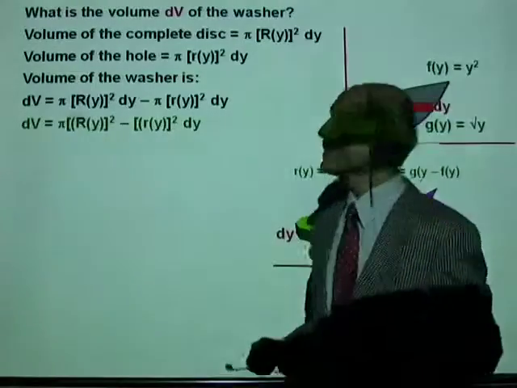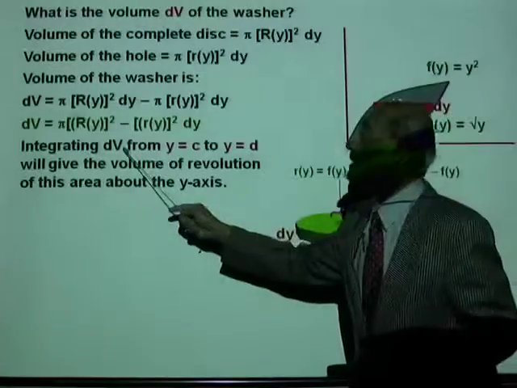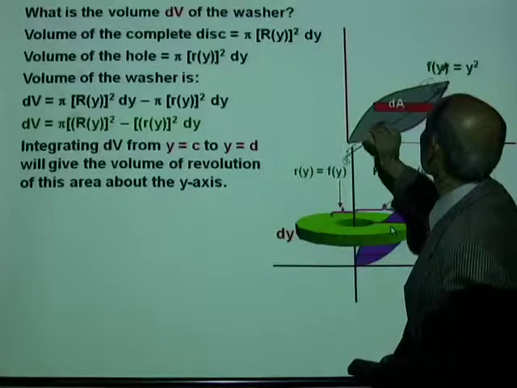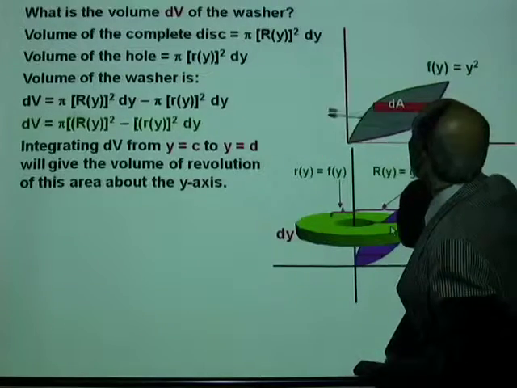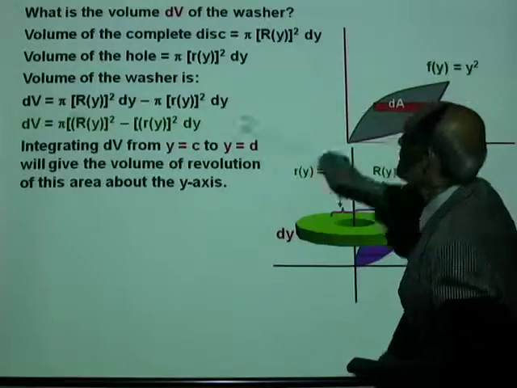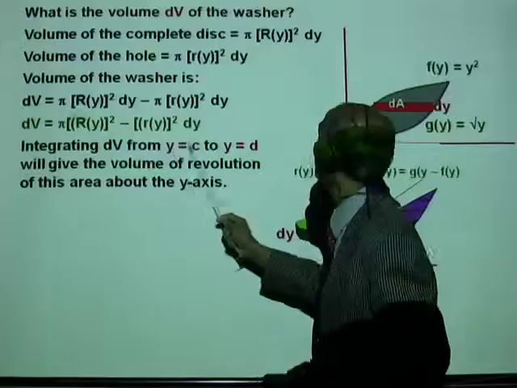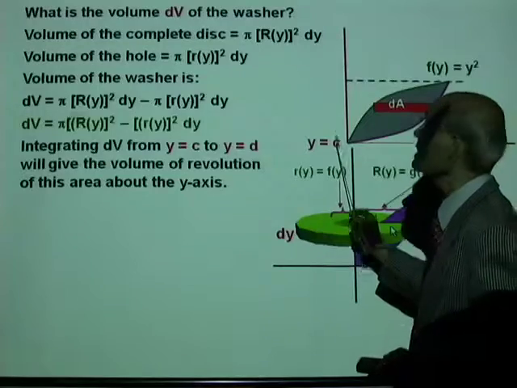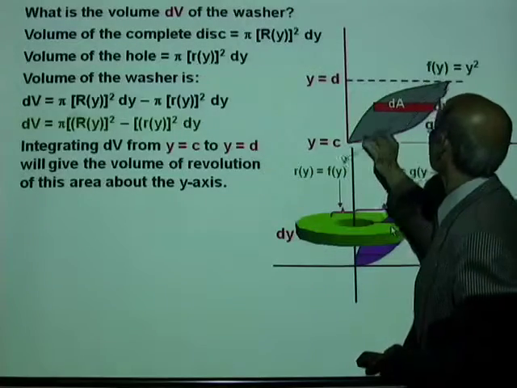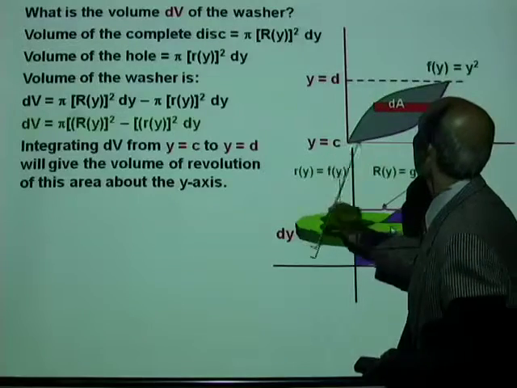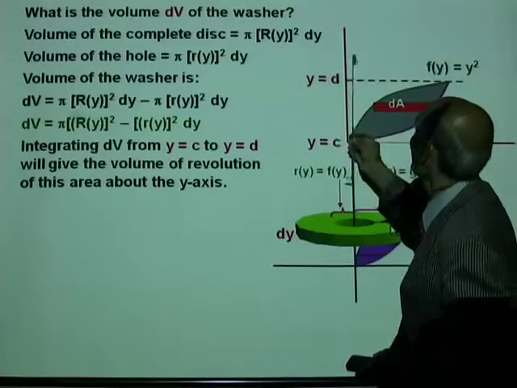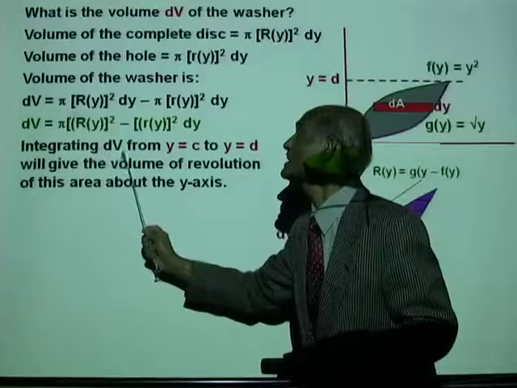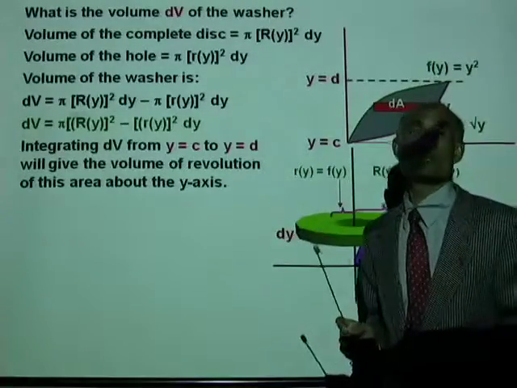Okay. Now, in order to find the complete volume generated by revolving this whole area, we integrate dV. We integrate dV from y equal to c to y equal to d. So this is y equal to c and that is y equal to d. Is that right? That's the limit. So this whole area, when revolved about the y-axis, generates a volume V, and that is obtained by integrating dV from y equal to c to y equal to d.